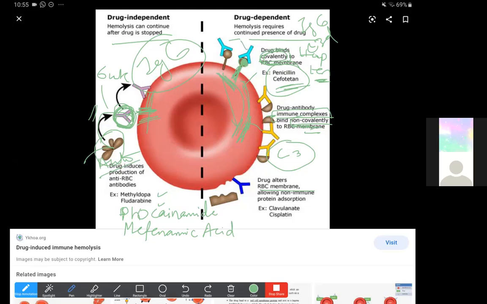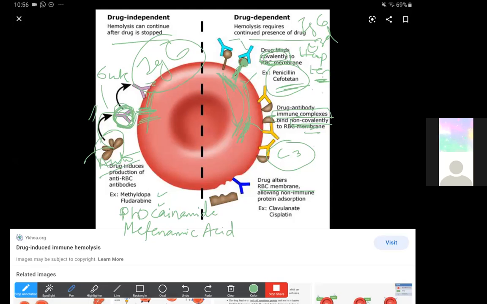Whereas in the immune complex mechanisms, both of these are IgG mediated and IgG and C3d mediated, so they would both be extravascular. In the immune complex mechanism, we have the formation of non-covalent binding of these immune complexes to the RBC membrane. For this case, even very low doses of the drug would be required, and exposure to that would be required.